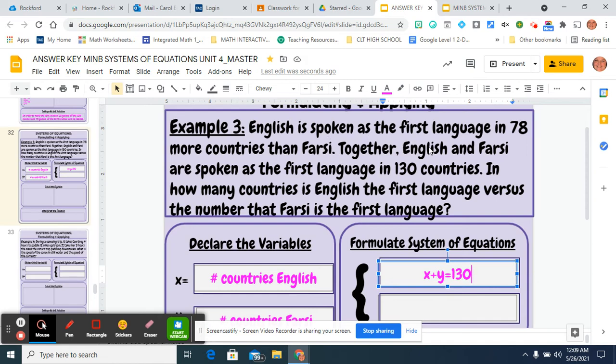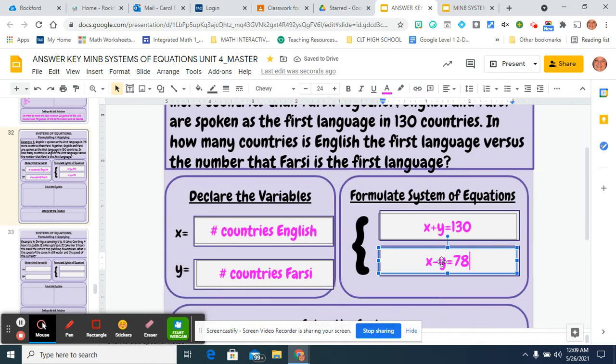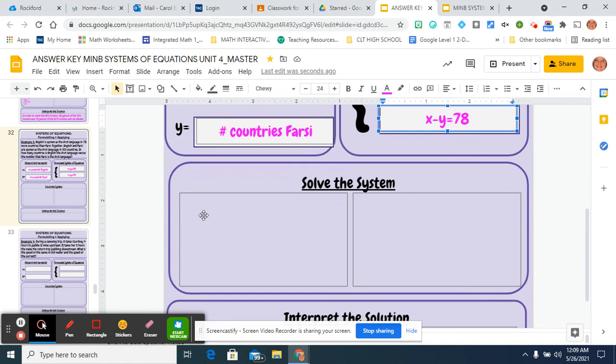And then English is spoken as the first language in 78 more countries than Farsi. So in our head, we could say that we would have English, which is our x, equal to Farsi, which is y, plus 78. But if I bring that y over, the number of English-speaking countries minus the number of Farsi-speaking countries must equal 78. You can see we're going to have some elimination here. So we have x plus y equals 130, and x minus y equals 78.